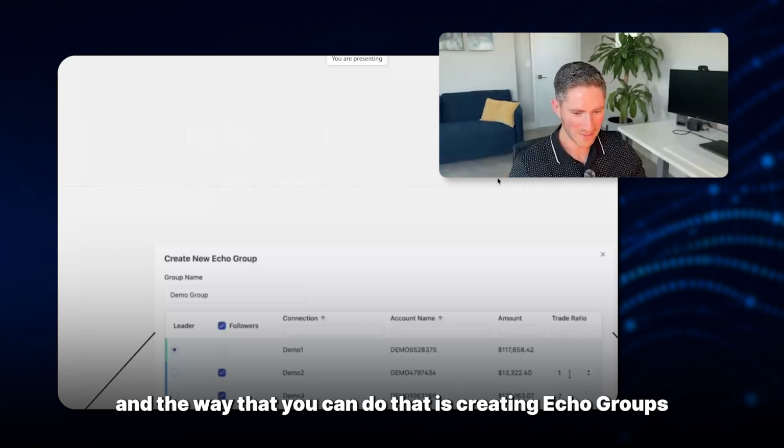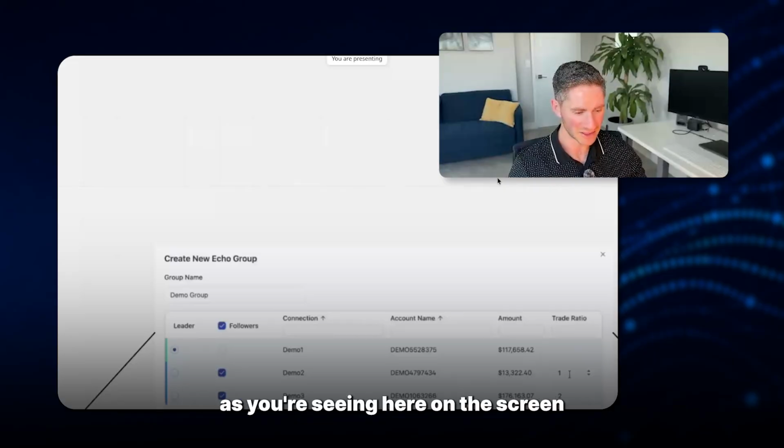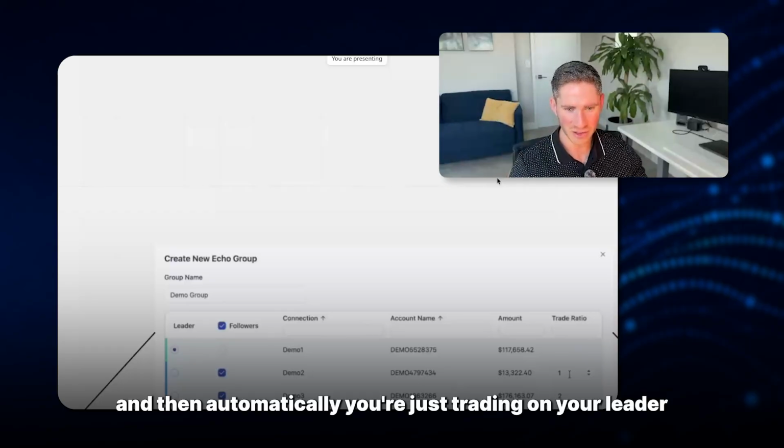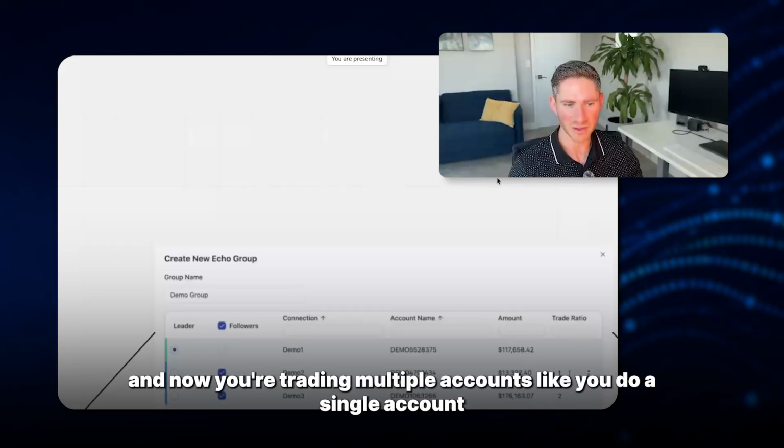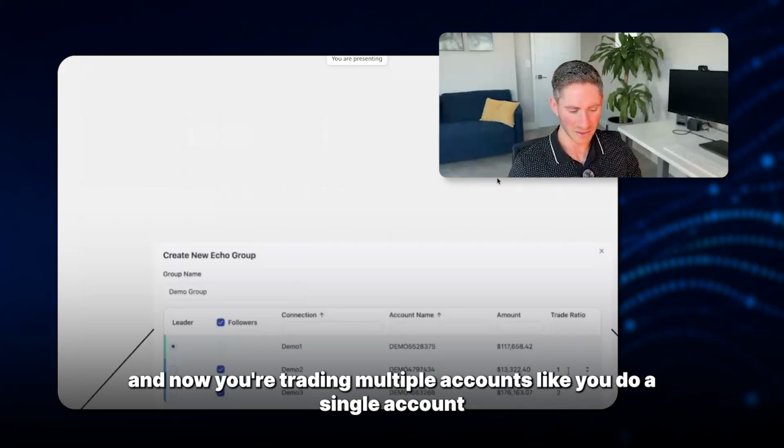And the way that you can do that is creating Echo groups, as you're seeing here on the screen. You simply set a leader, you set followers, and then automatically you're just trading on your leader, and EchoTrader copies that same trade over to your follower accounts, and now you're trading multiple accounts like you do a single account.